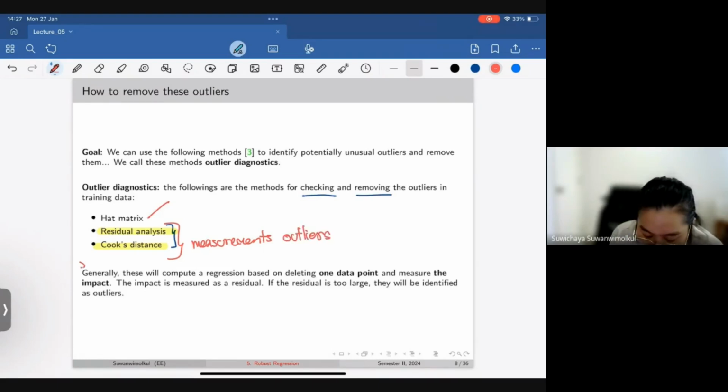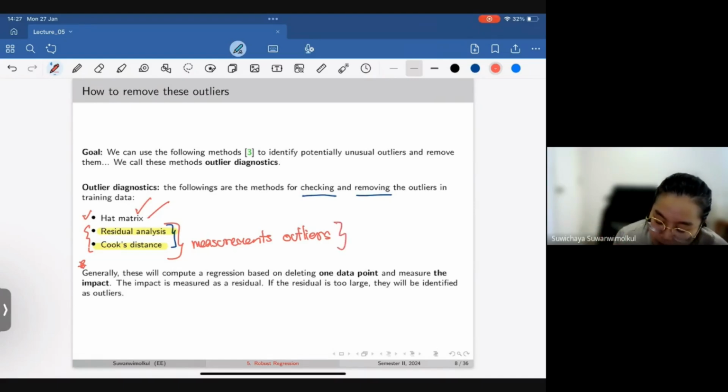Nevertheless, there are slight differences between the hat matrix and these two. That is, when we test for the measurement outliers, and as I mentioned before, if we identify even an input feature sample as an outlier, when we want to remove it, we not only remove that input sample, but we will also remove its corresponding measurement.